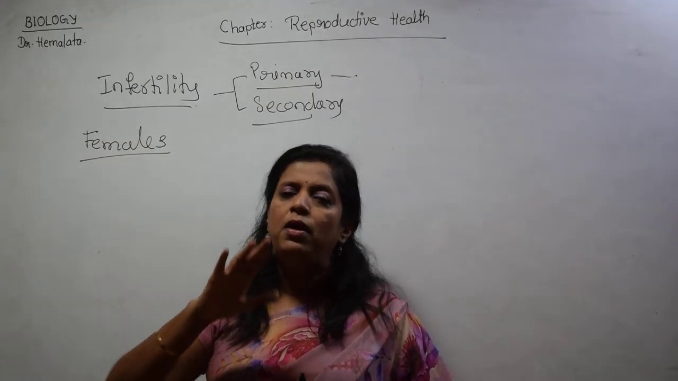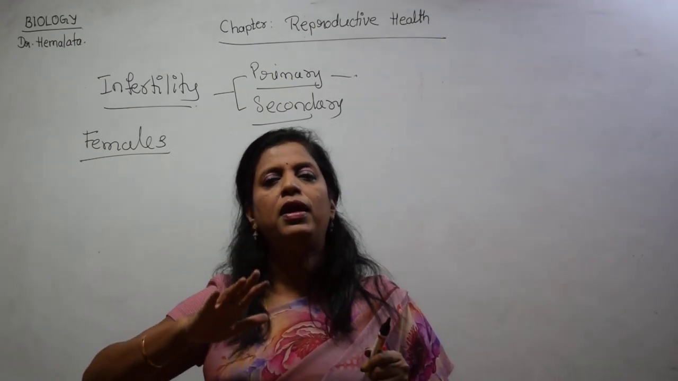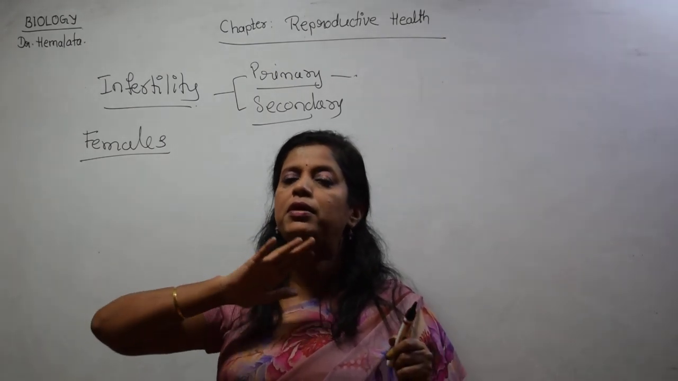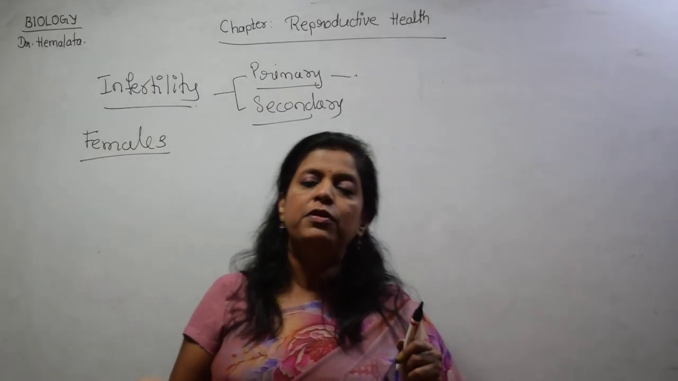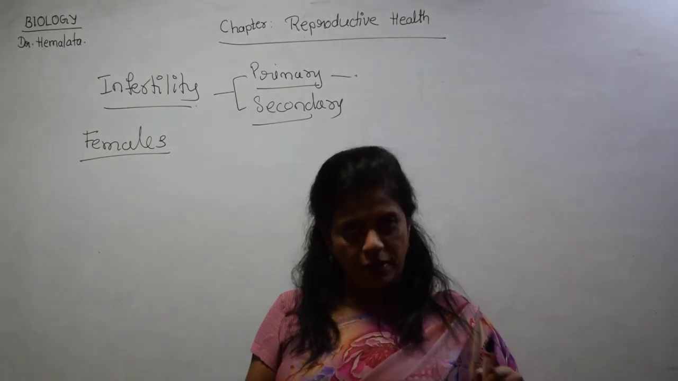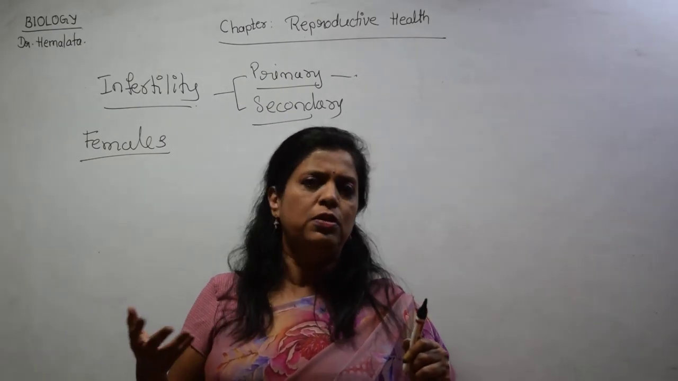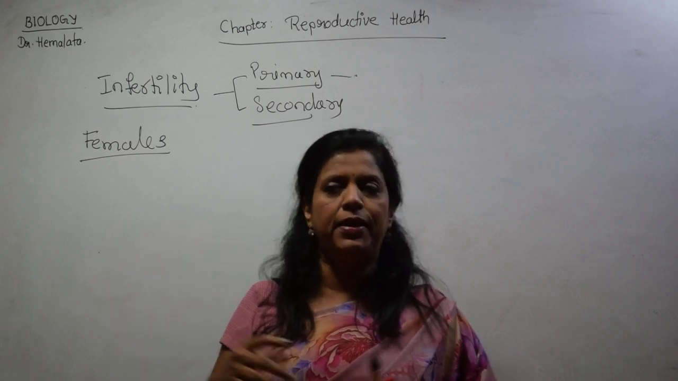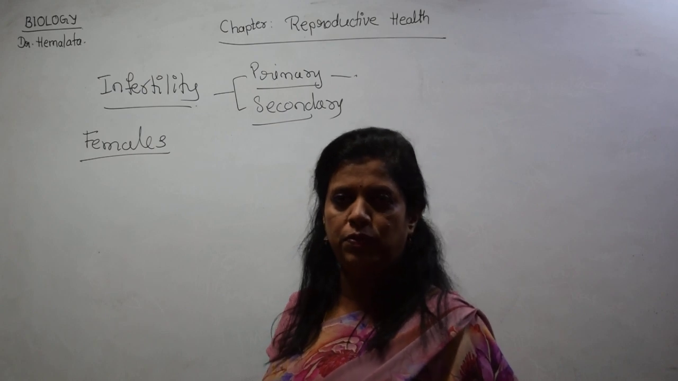So primary means in the whole married life of being together, they are not able to produce a child. Not only that, she is not becoming pregnant at all. Right? This is called primary infertility. Secondary is after they already have one baby, then next they are not getting it because of so many other problems. That is secondary infertility. So let's begin with the female infertility problems. What are the problems with this?